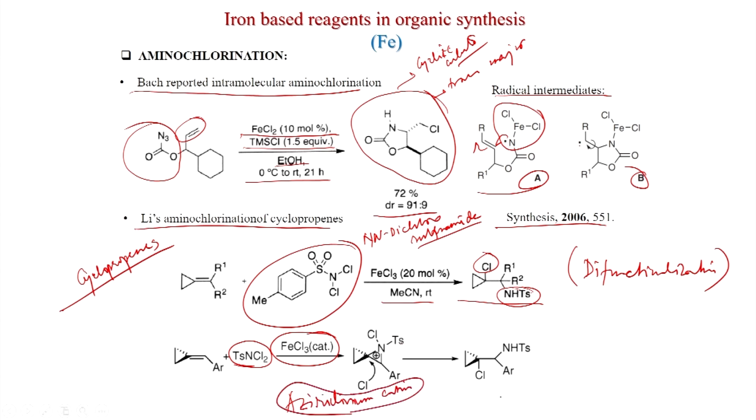Here the nitrogen has a positive charge. So, tosyl NCl2 in presence of acid first makes the aziridinium ion. Now, the Cl minus will attack here. So, you get this Cl here, and this group is open also with Cl minus elimination you get this product. So, one side chlorine and another side NH tosyl group adds. This was published in Organic Letters 2006.